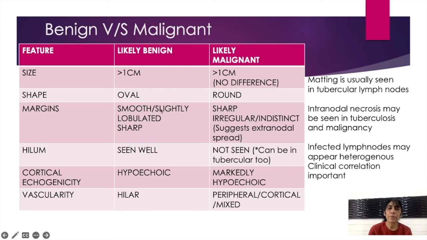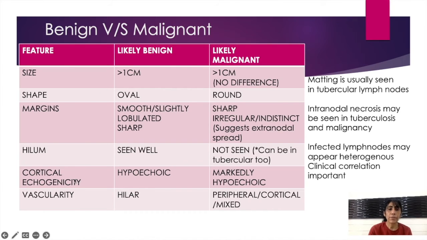Margins are usually smooth, maybe slightly lobulated or sharp in cases of benign. In cases of malignant, margins are rather distinctly sharp in many cases. But if you find that the margins look irregular or indistinct and you are aware of some malignant disease that is there and you may be thinking that these could be the lymph nodes because of that disease, then they will likely suggest extranodal spread. So that is another point that can help you. The hilum mostly will be seen very well unless there is lymphadenitis or something there. Sometimes the hilum may be destroyed, but if it is not seen, then likely malignant, and it can be tubercular too, I told you already, because of necrosis and all.